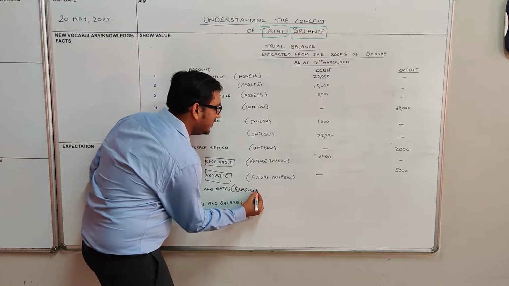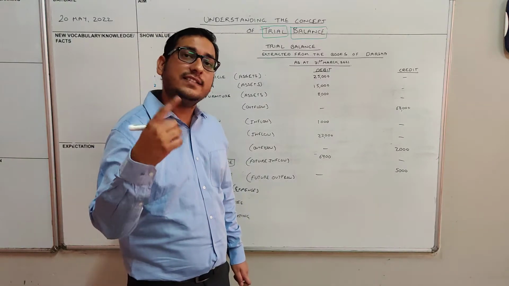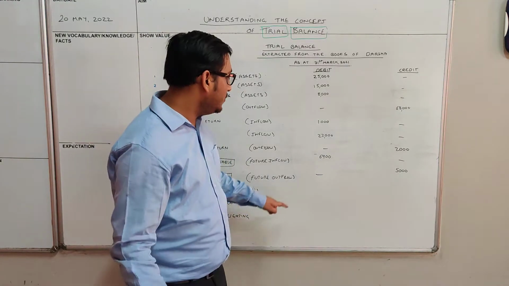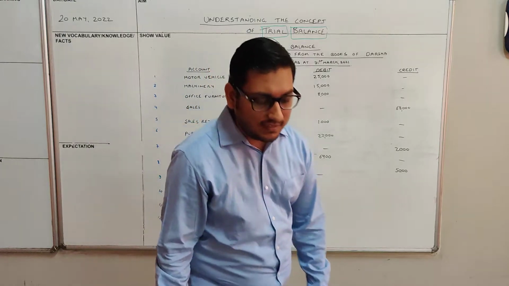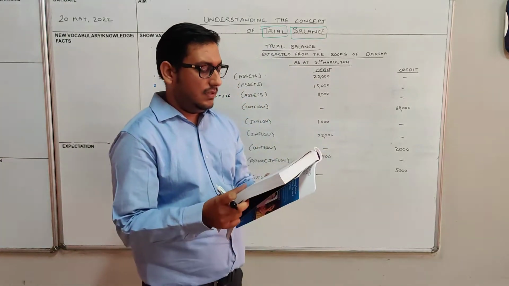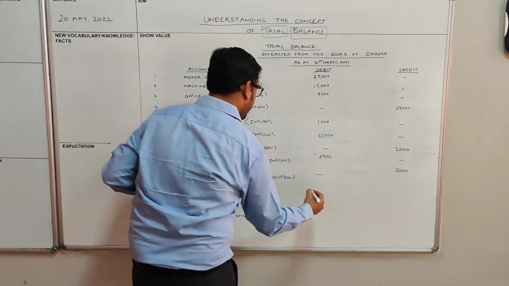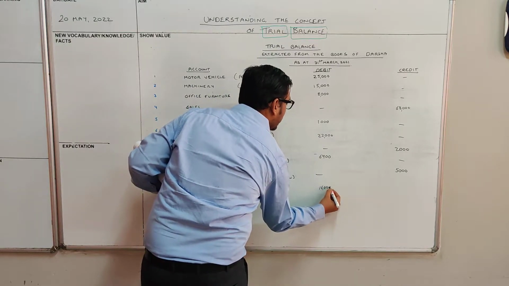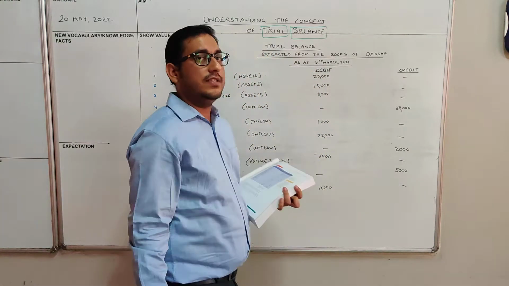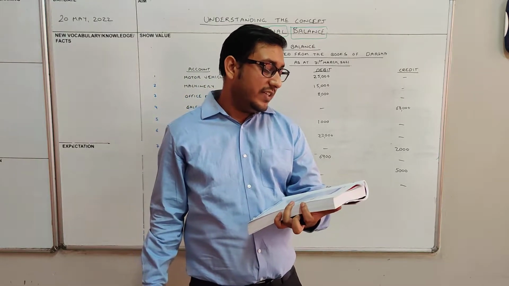And we know that the nature of expenses is debit. So where should I write the amount of rent and rates? It should be on the debit side. What is the amount? It is 16,000. Then comes wages and salary.